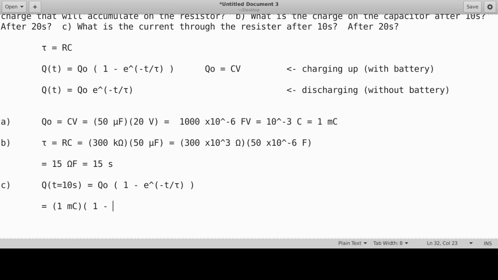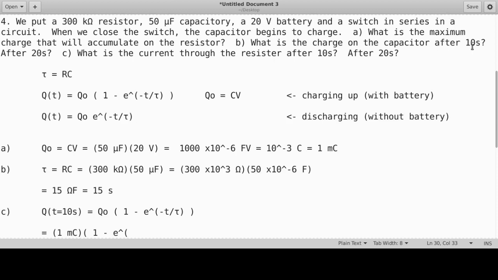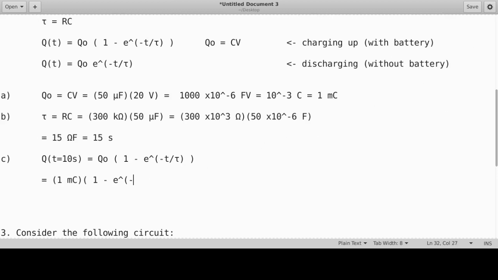Okay. 1 minus the exponential of, that's Euler's constant, so you may have to figure out how to do that on your calculator. Minus t, so the time is after what, 10 seconds? So t is 10 seconds here, divided by tau, which is 15 seconds. Okay, and I'll put in the units here: 10 seconds divided by 15 seconds. The exponent has to be dimensionless, and so you can see that the seconds are going to cancel out. And there you go. So now what?